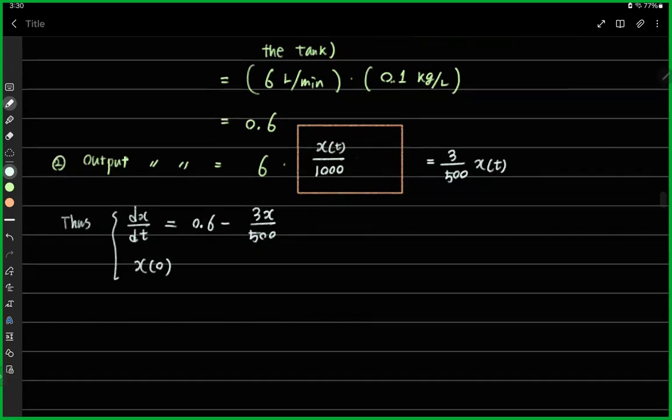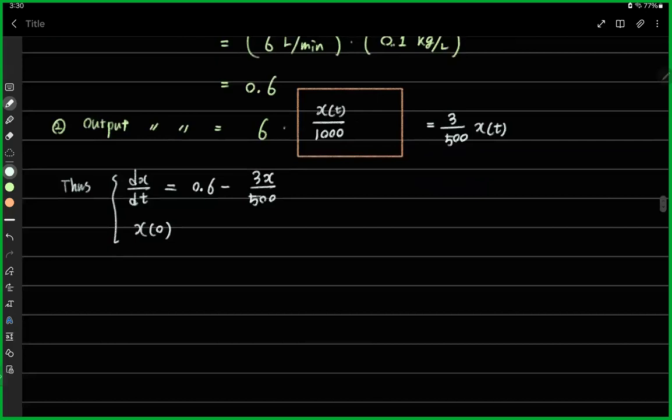Yeah, let's solve it. So let me use the method of separable. First one, I'll set this as a function of x. I'll move this one to the left-hand side, and then I'll move dt to the right-hand side to separate the x terms and t terms.